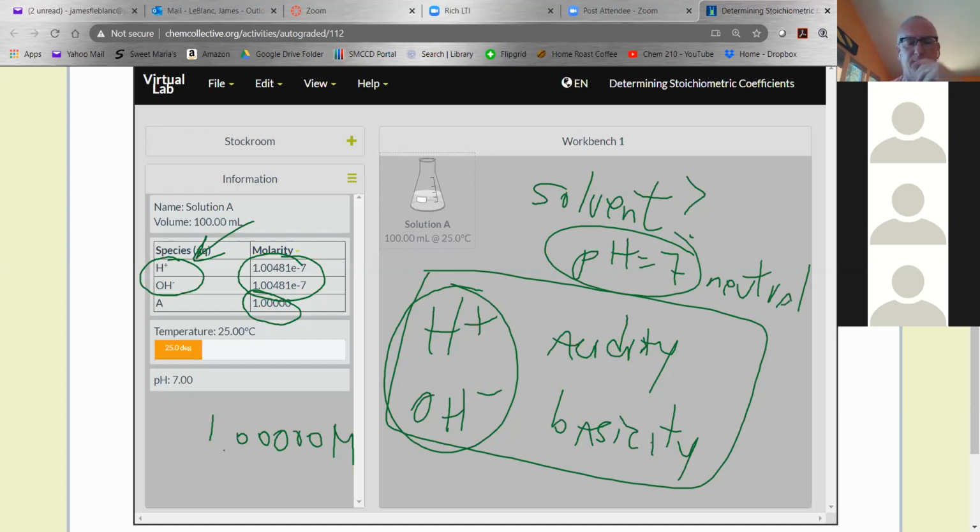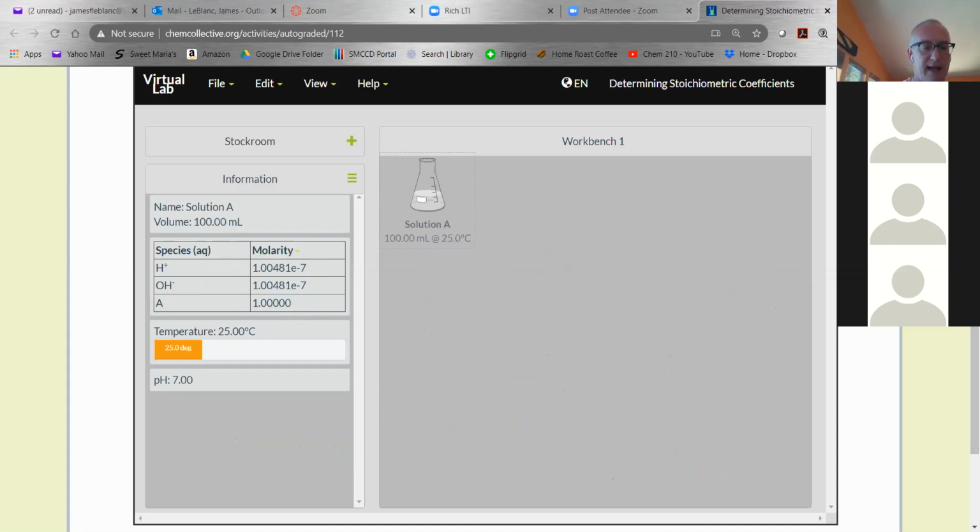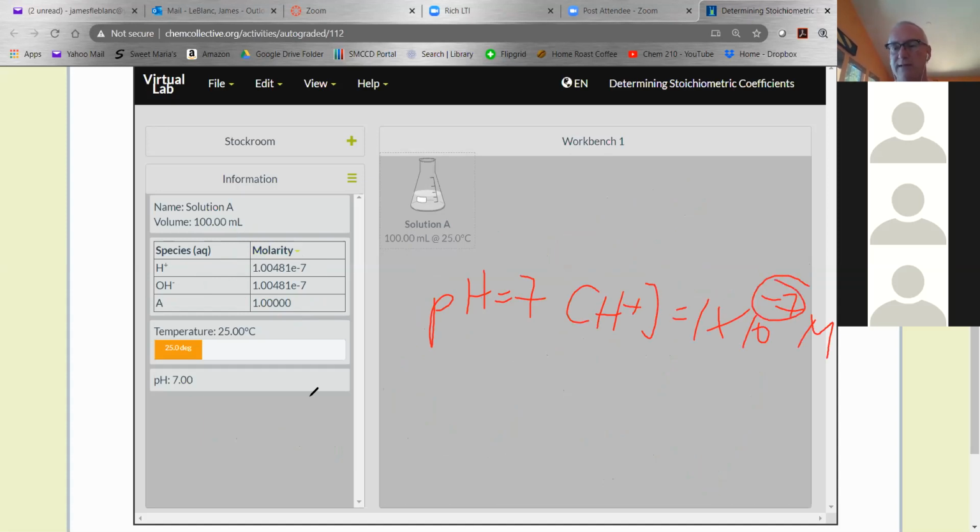Positive hydrogens, right. It's the concentration of H plus. That's what pH actually means. The H in pH is this, H plus. And so what it's telling you is that pH 7 means that the concentration of H plus is 1 times 10 to the minus 7 molar. That's where the pH comes from.